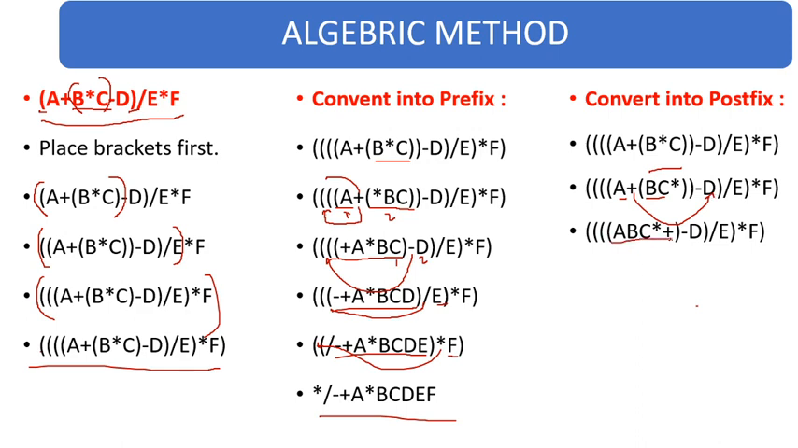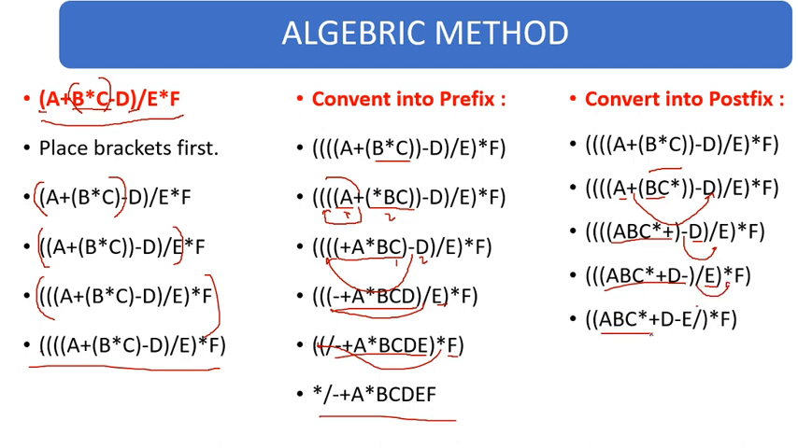This is operand 1, this is operand 2, this is the operator which will go at the last. The same step is repeated for the remaining sub-expressions, with the operator going at the last each time. Finally our answer will be this. This is the algebraic method.